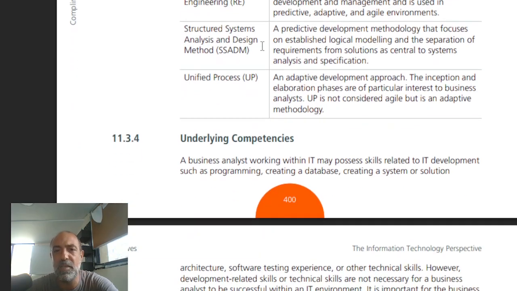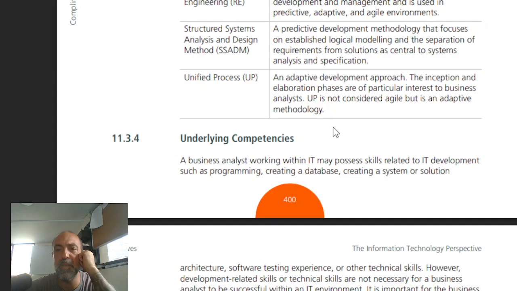Structured systems analysis and design method, a predictive development methodology that focuses on established logical modeling and the separation of requirements from solutions as central to systems analysis and specifications. They analyze, they check the requirements, and then they create the solution. That separation is very important, while with everything else before that, they were just doing everything all at once.